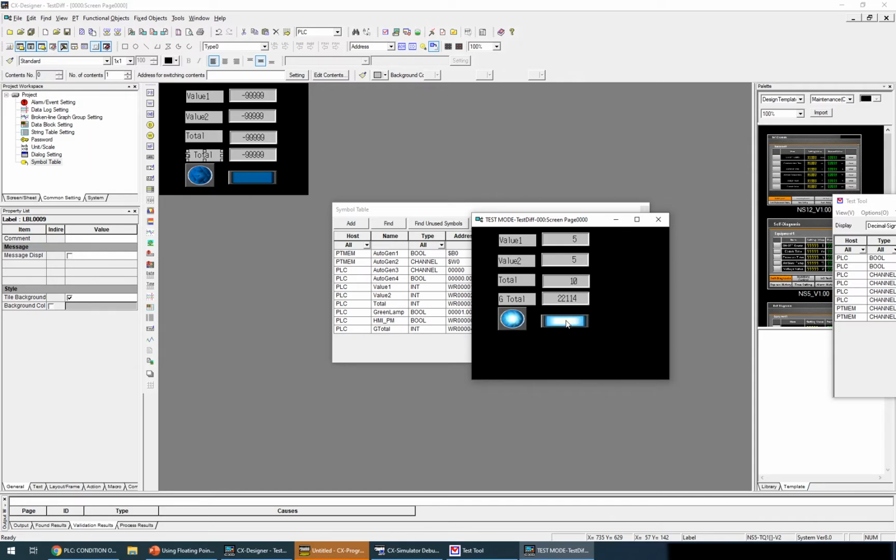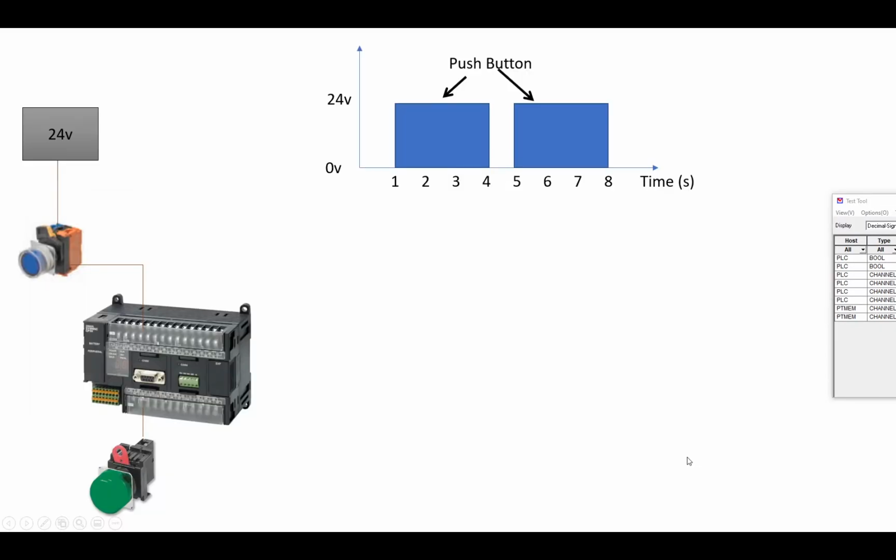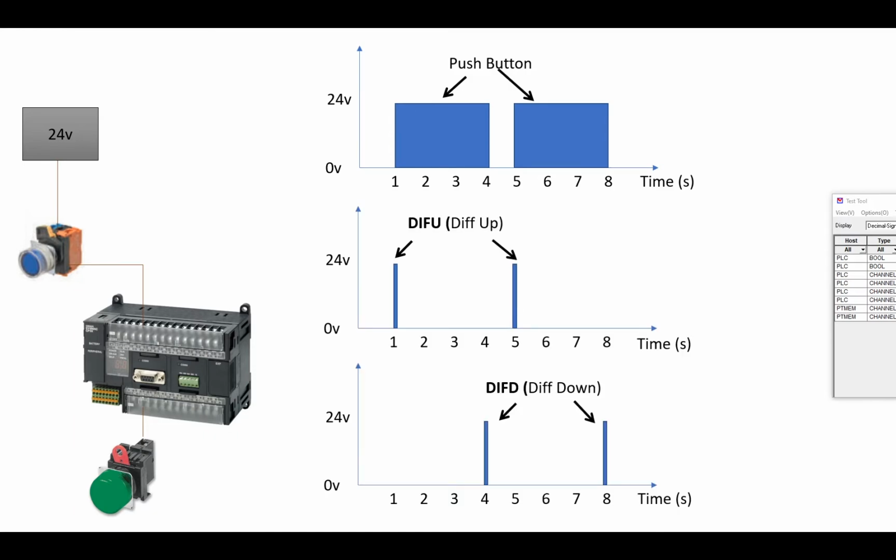Well, my grand total is continuing to rise as the operation happens. So my total function's working, but my grand total isn't. That's because during this period here, as I've pressed the button, the operation is still running. So it's running once, again and again and again, hundreds of times within that 4 seconds. So what I need to do is use either a diff up or a diff down, and that should fix my problem.